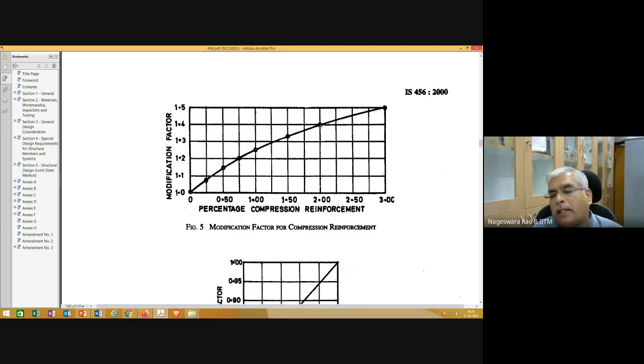Actually, what you can do is digitize this, because please note that these code books, all these modification factors and other things, were made when there was not much digitization. Now you can digitize. Instead of reading all the time from this figure, you can develop your own equation, or in your code book you can note down that equation on the side. So directly you can plug in the percentage of compression reinforcement value and then get the numerical value. So what is the percentage of compression reinforcement? And what is the corresponding modification factor?